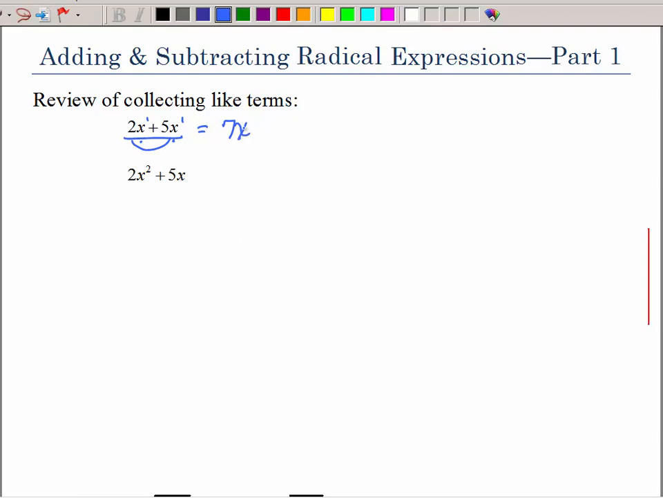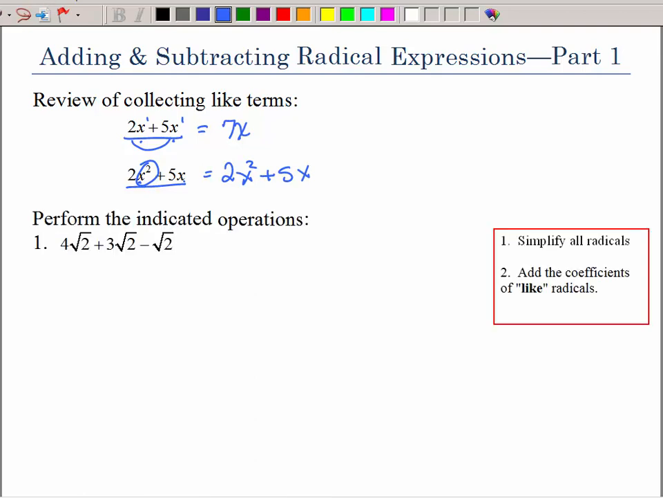Very easy. Here, these are not like terms. Even though we have x's, we have a different exponent. So we cannot add those. We would just keep them the same. So the key thing is knowing what's alike and what's not. So the process that we're going to follow is we're going to simplify all our radicals, and then whatever radicals are the same, we call them like radicals, we'll add the coefficients, just like we did up here. I kept the x and I added 2 plus 5 and got 7.